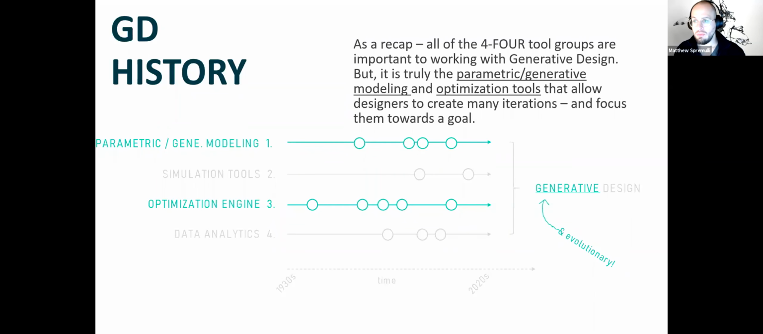So again, the recap is that we have these 4 core technologies, and they're all coming to maturity now, in 2019 and 2020, so that everyone can combine them together to make what we call generative design as an approach.